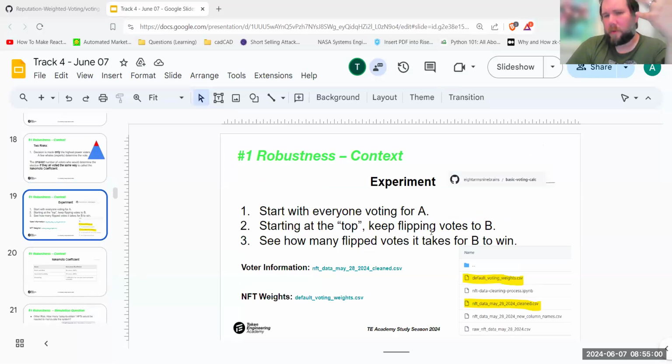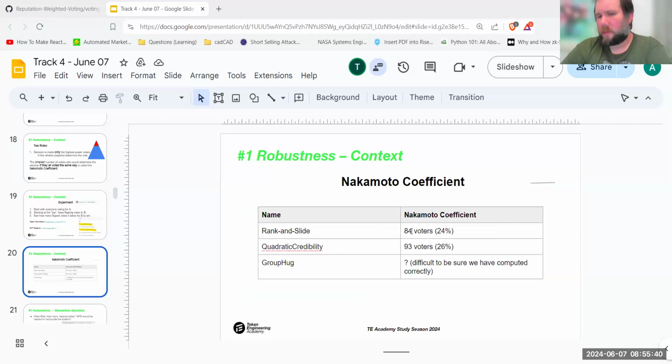So the way we ran this experiment is using the data that is in the GitHub repo for my simulation engine of default voting weights, and then the cleaned NFT data from a week ago, using this as realistic-ish information. We started with absolutely everyone voting for A, and then starting at the top with the most NFT weight, we kept flipping votes until we found the number of votes that would be needed to flip the result. And when you hit this number, it's called the Nakamoto coefficient. For rank and slide, it's 84.